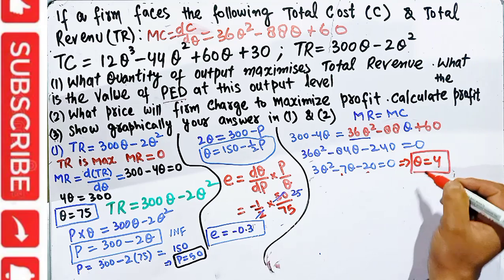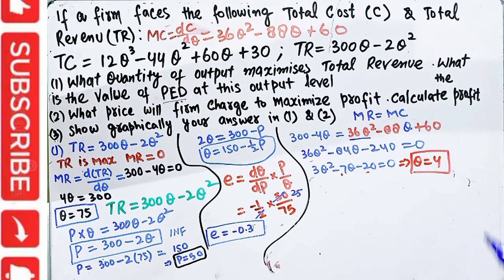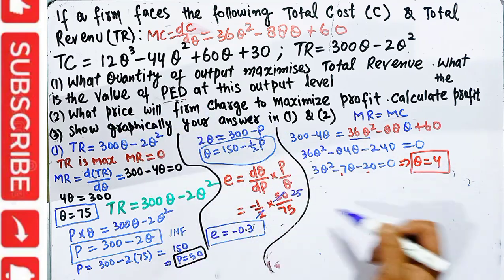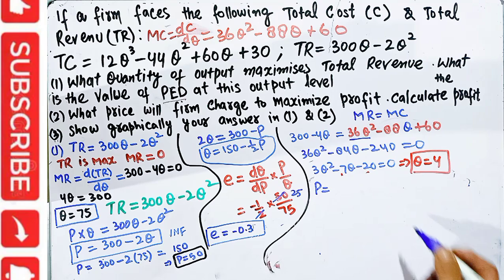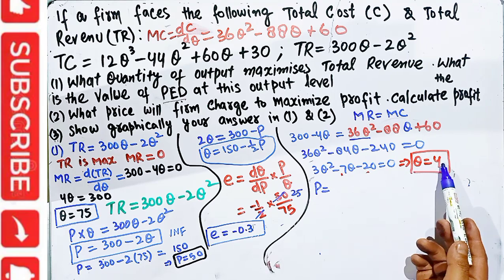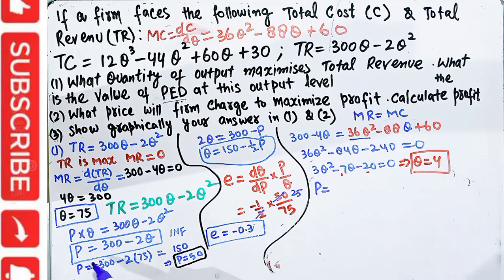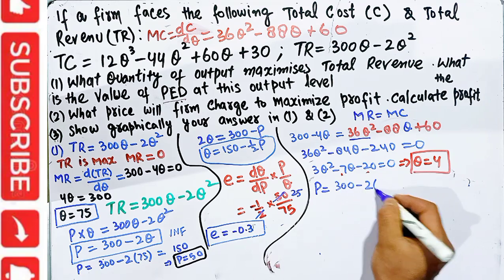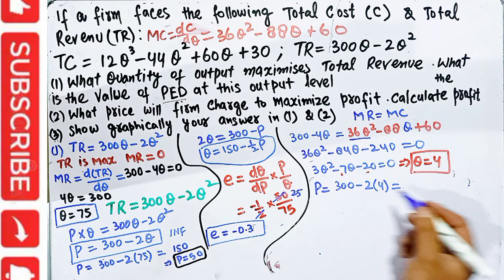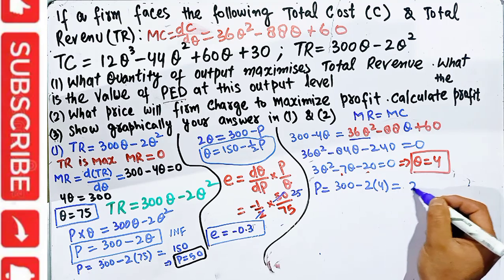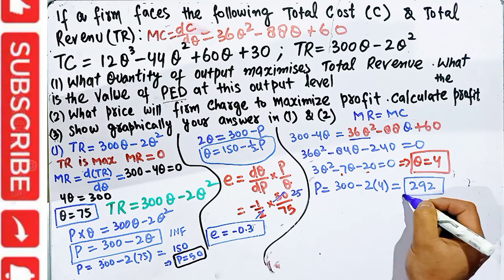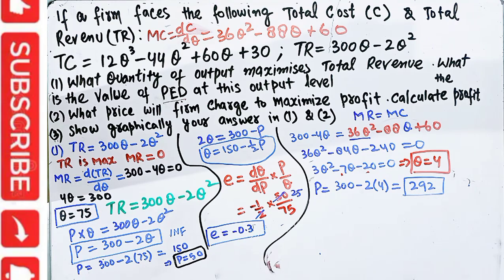So profit maximizing output level is 4, but we are being told to find out the price. If q is equal to 4, what will be the price? P will be equal to, simply plug q equal to 4 into the inverse demand function, 300 minus 2q. The value of q is 4, so 300 minus 8 comes out to be 292. This is the profit maximizing price.